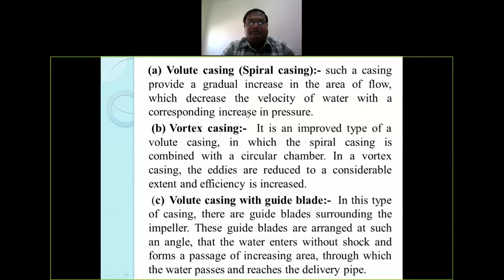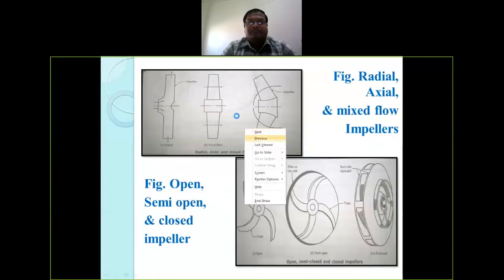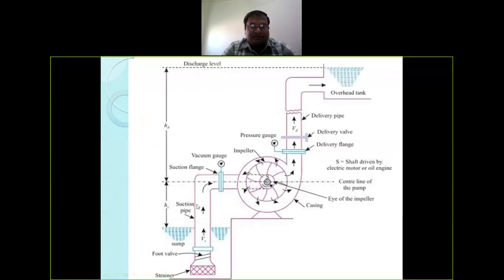Now the third component of the centrifugal pump is the suction pipe. This is a pipe connecting the pump and inlet of the pump, and a non-returning valve is provided at the lower end of this pipe. And what is the function of this non-returning valve? This valve does not allow the water to drain out of the pipe when the pump is not running. I have already shown you the figure of the suction pipe. So you can see this is your suction pipe. This is your delivery pipe. This is your delivery valve. This is your strainer. This is your foot valve.